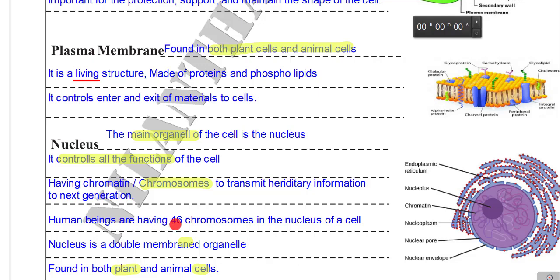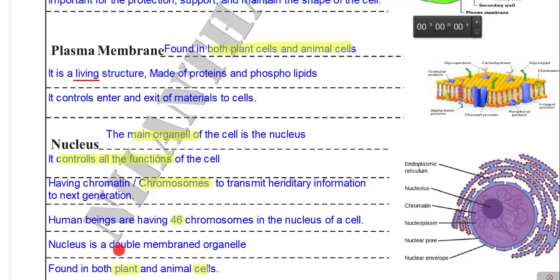Human beings have 46 chromosomes in the nucleus of a cell, right? We have 46 chromosomes. It is a very important number of chromosomes in our body, 46. It's very important, they ask that question. We have 46 chromosomes there.